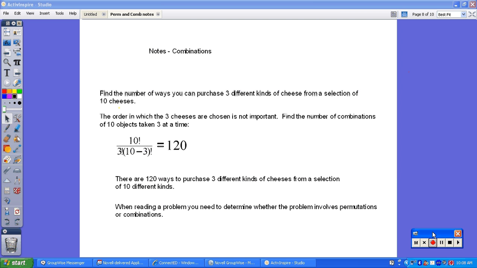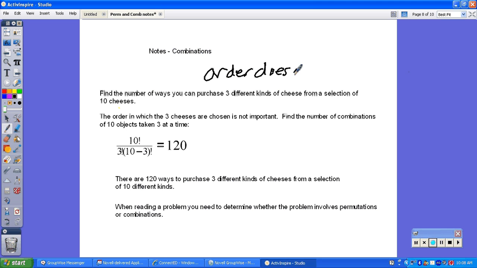Okay, and so we've already done permutations where the order really does matter, so you really have to pay attention to that. Now, for combinations, in this particular one, the order does not matter. So let's write that in. So order does not matter. And you'll see what we're talking about when we do some examples and where it matters and where it doesn't.